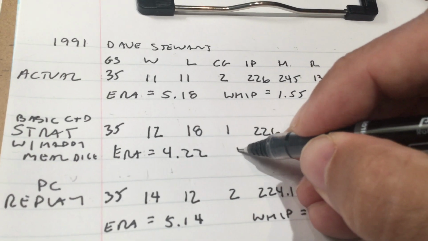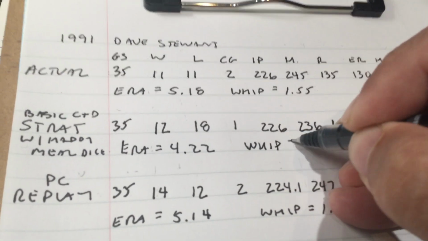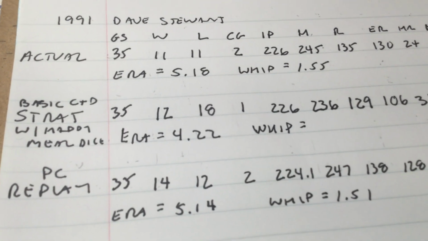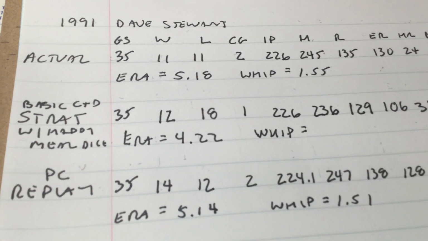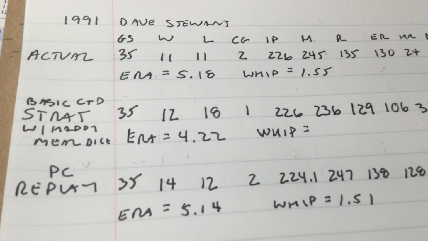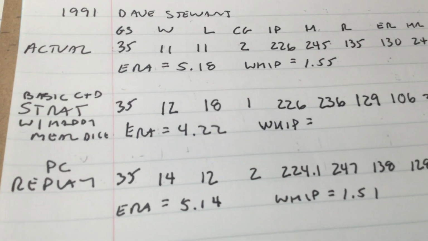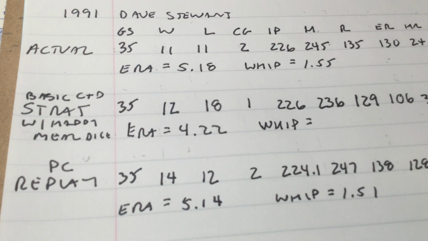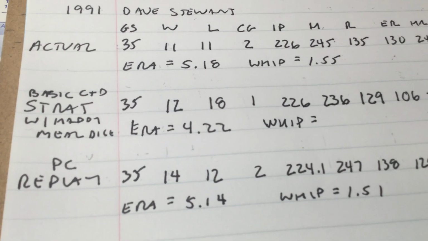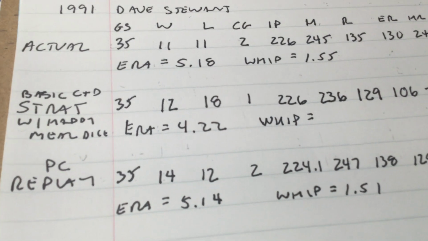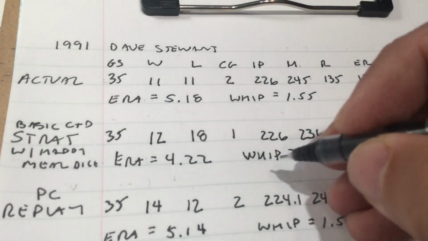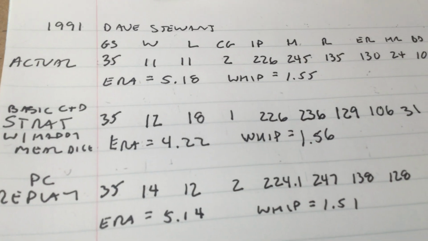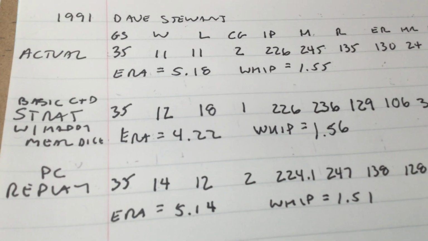His final WHIP in the replay was, let's see, 236 plus 117. Okay, divided by 226. He finishes with a 1.56 WHIP. Okay. All right.